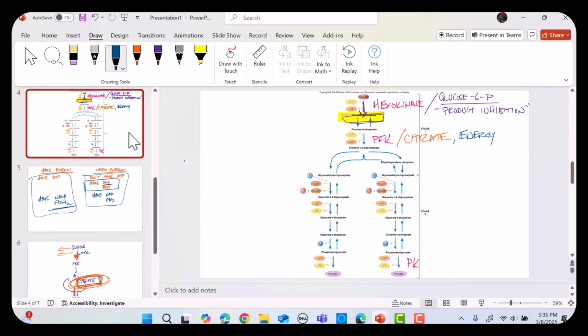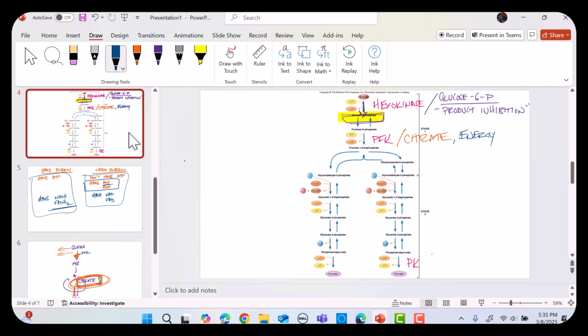I have this process that takes my carbs and starts me on the road to getting energy out of them. If I already have energy, do I need to do the energy making process? No. If I have energy, I can go and do something else with those molecules. If I don't have energy, do I need to do the energy making process? Yes. So energy is an inhibitor. Pretty easy, right?